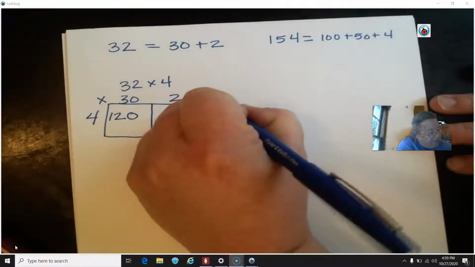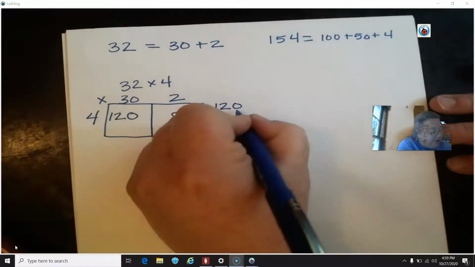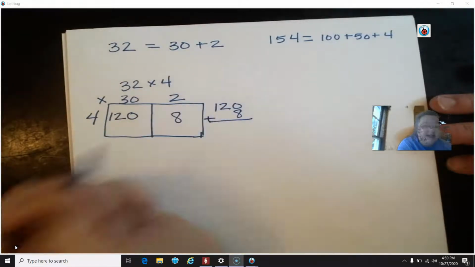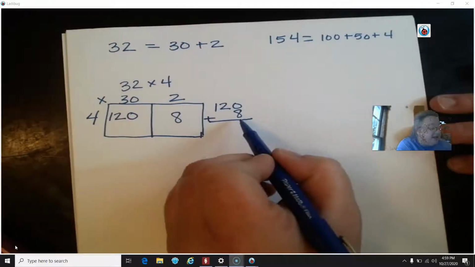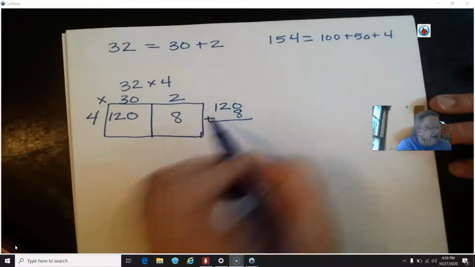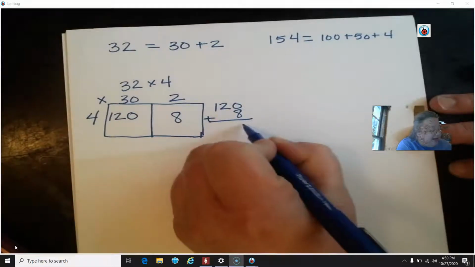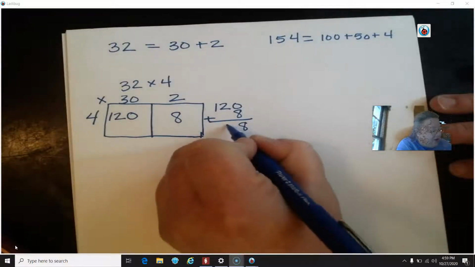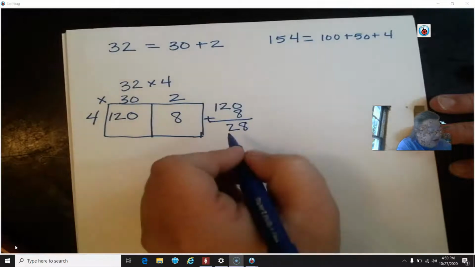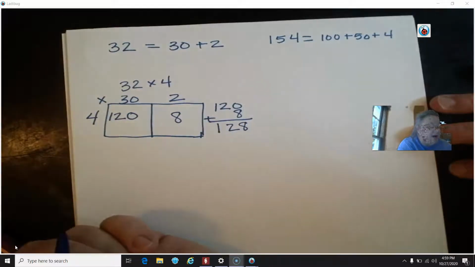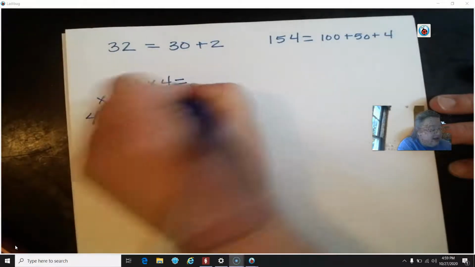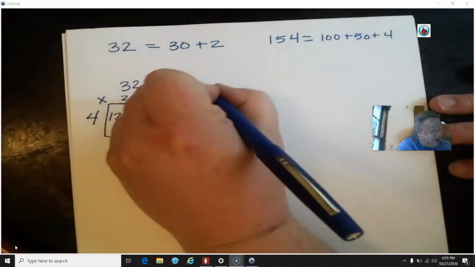So what we do is we take our partial products and we add them together. And we model for the students that it's very important that you line up your place values together so that you don't make mistakes when you add. So we would do 0 plus 8 is 8, 2 plus 0, there's nothing there, is 2, 1 plus 0 is 1. So the answer to this multiplication problem is 128.